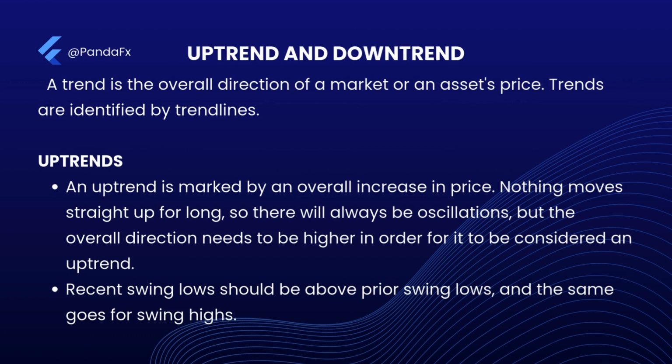An uptrend is marked by an overall increase in price. Nothing moves straight up for long. It's not that the market keeps increasing every day of the week, every week of the month, every month of the year, for years. There are always oscillations where price goes lower, price can move sideways, but the overall direction needs to be higher in order for it to be considered an uptrend.